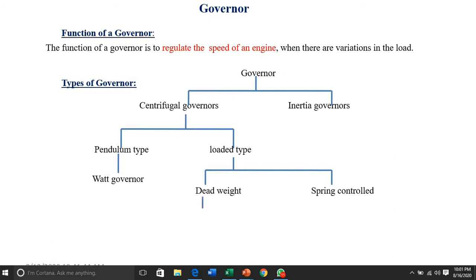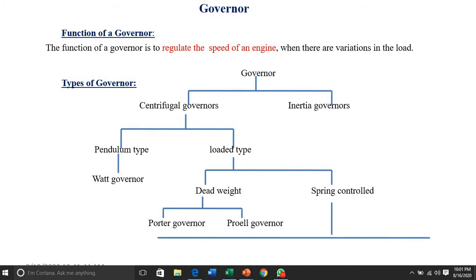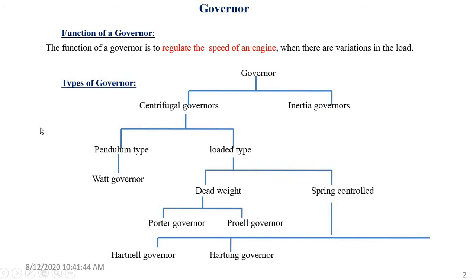The dead weight governor, based upon the construction, we are calling it the Porter governor and the Proell governor. Then the spring controlled governor, based on the construction, is further classified into four categories. One is the Hartnell governor, another one is the Hartung governor, then the Wilson-Hartnell governor. Final one is the Pickering governor.